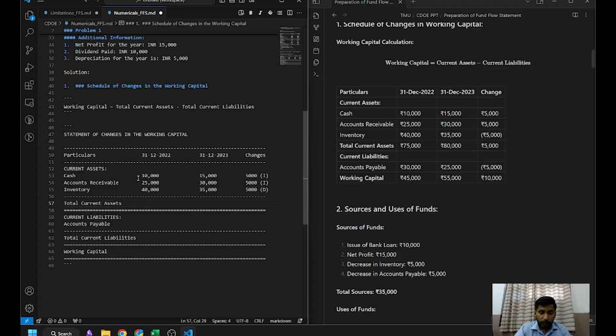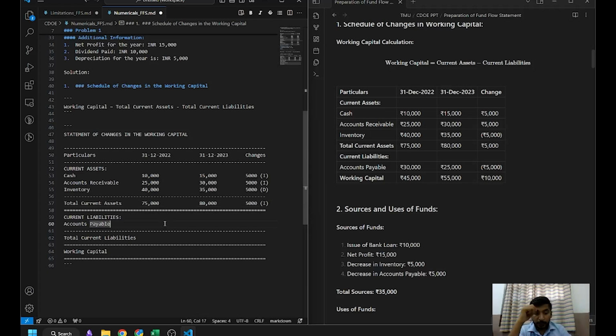This makes my total current assets as 10 plus 25 plus 40, that is 75,000, for the year 2022, and 35 plus 15 is 50, and 50 plus 30, it makes 80,000 for the year 2023. That means there is an increase in the total current assets by 5,000 for the entire year.